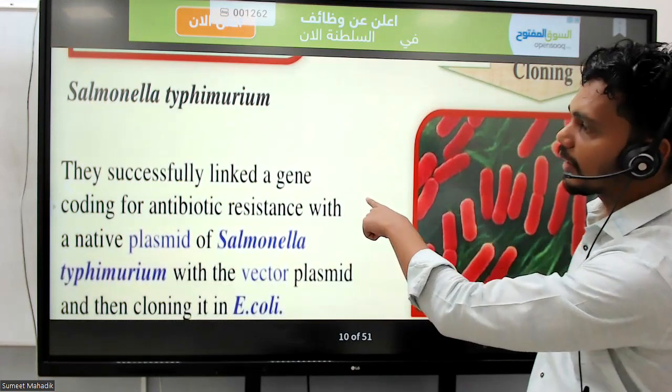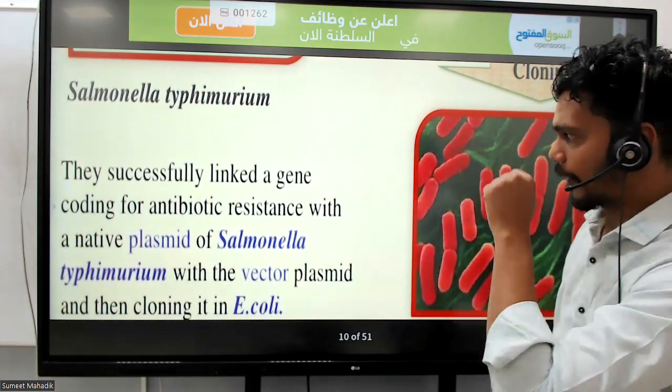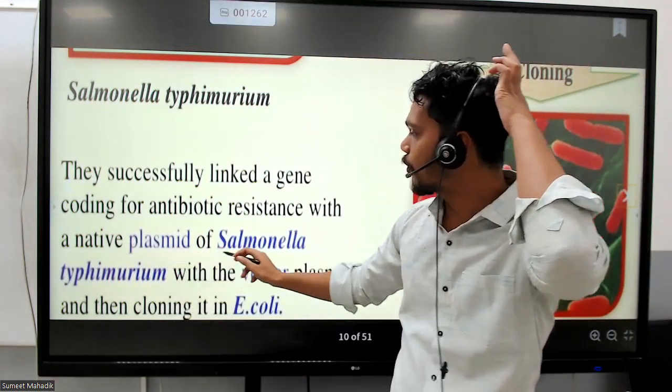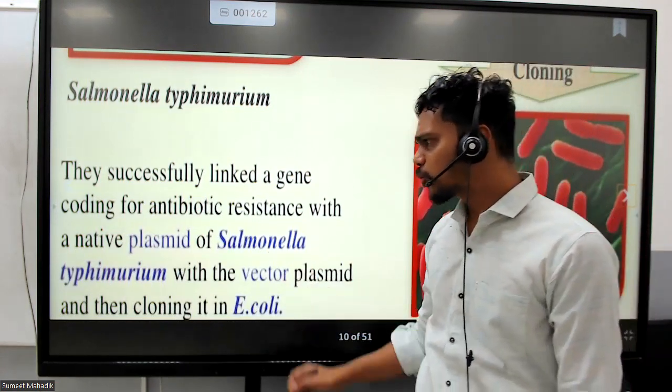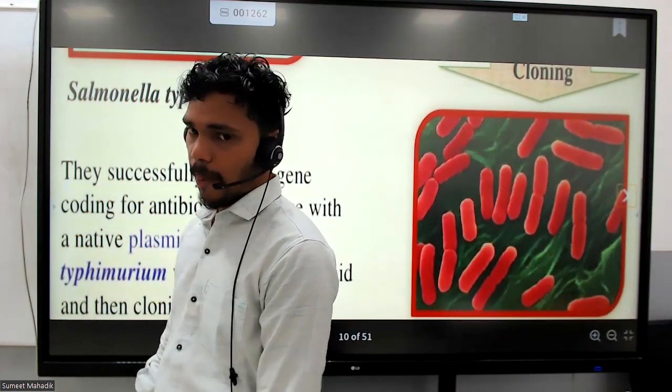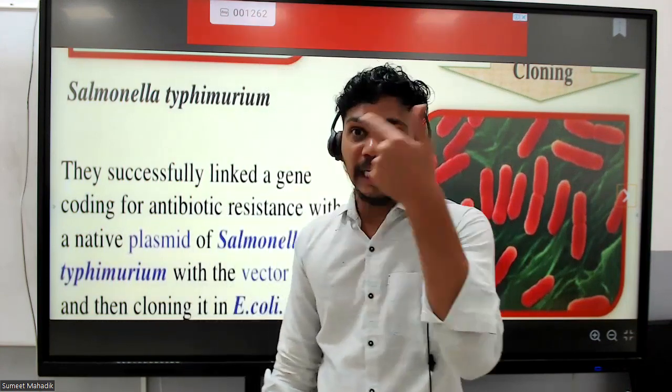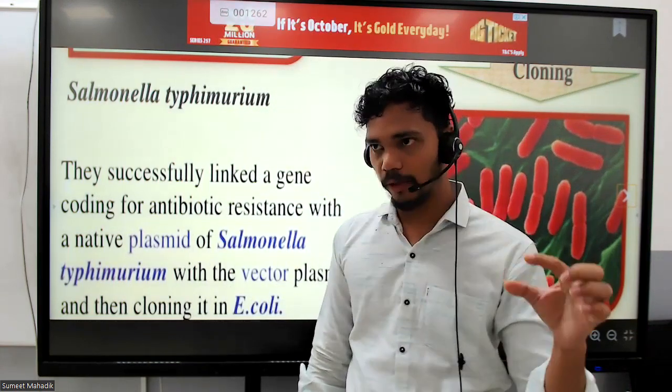They successfully linked a gene coding for antibiotic resistance with the native plasmid of Salmonella typhi. Why did they choose Salmonella? Because it has an infective property. So they take a part of that. Are you getting my point?